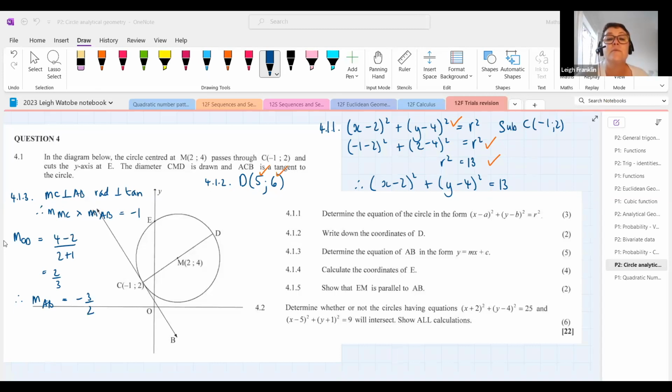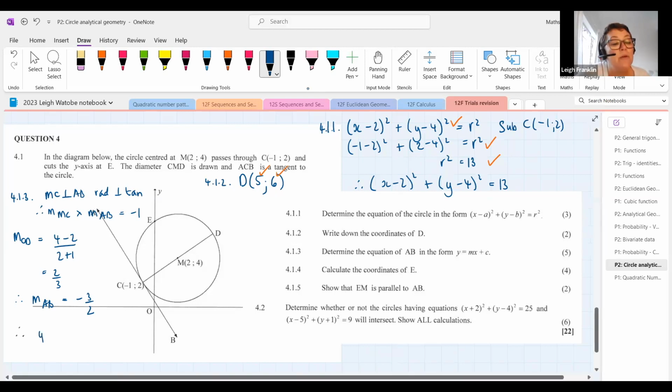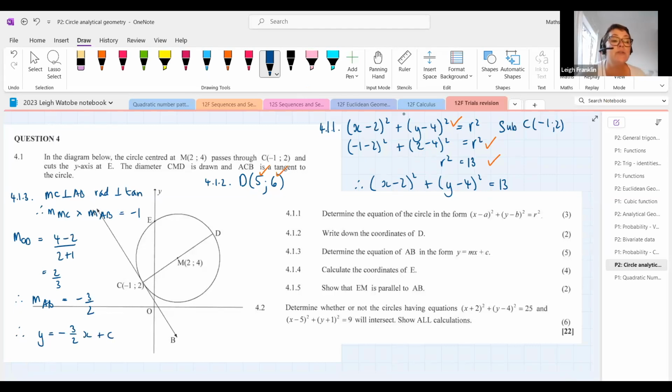That's it. Good, Mamelo. Find the gradient of CM. Yes. Okay, and now we can go and sub in into y equals mx plus c. So it would be -3 over 2x plus c. Now we need to sub in a point. Okay, and line AB goes through C. So again, we can sub in point C, our coordinates -1 and 2.